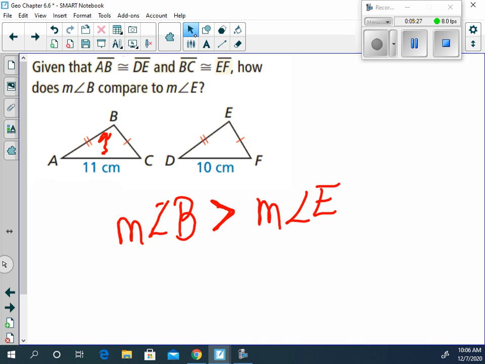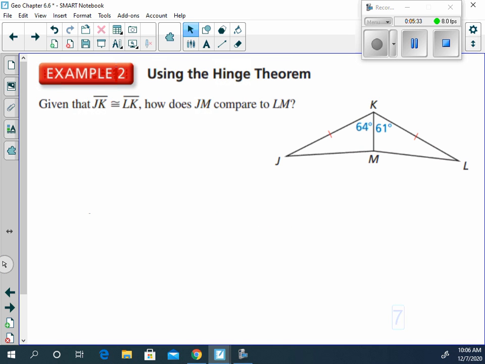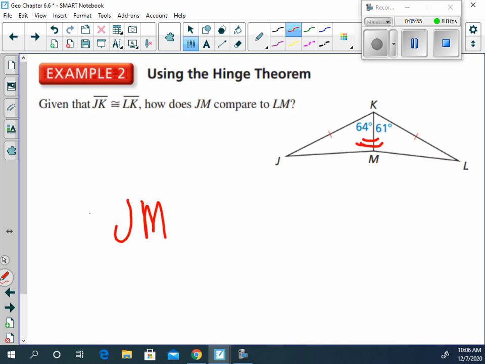Questions on this here? You ready for the next one? Okay, this one here, now we're going to look at the angles. Well, not the angles, the sides. We're told that JK and LK are congruent. Well, I know that KM is congruent to itself. So we're really comparing JM and LM.